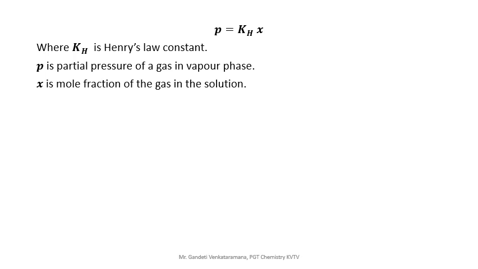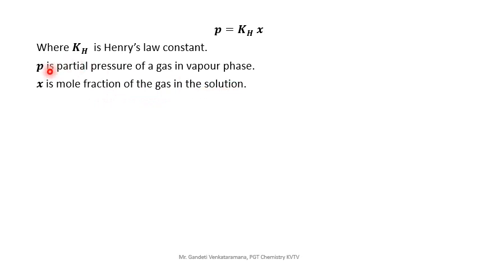P equal to, I will show you. Just wait a second. P equal to KH into X. This is Henry's law. So what is P? Where P is the partial pressure of a gas in the vapor phase, always the pressure in the vapor phase. KH is Henry's law constant and X is the mole fraction of the gas in the solution.